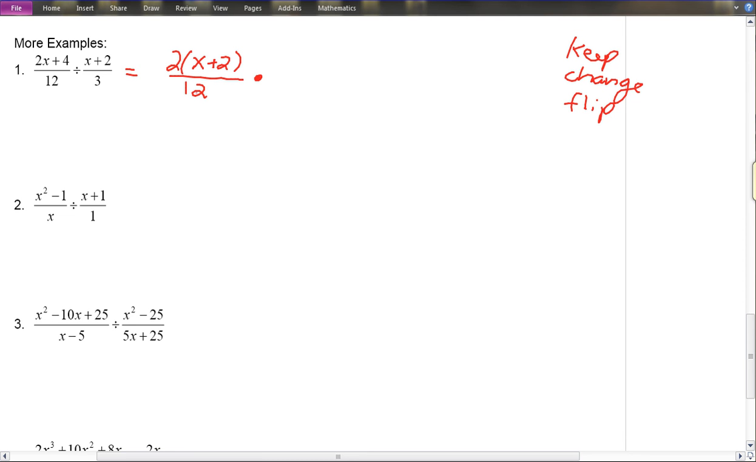And flipping is the different part. Okay, when we flip, we're going to flip this second fraction. Okay, so x plus 2 over 3. 3 goes to the top, x plus 2 goes to the bottom. Now, I think you're going to notice that this one's actually a lot easier than that first one we did. Okay, so not all of them are going to be really difficult.